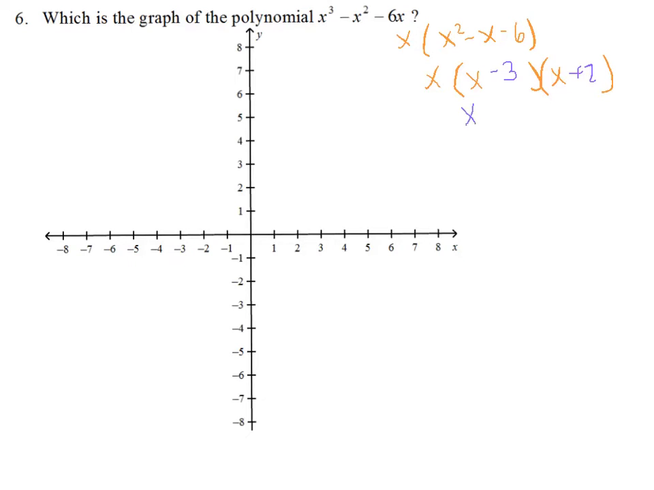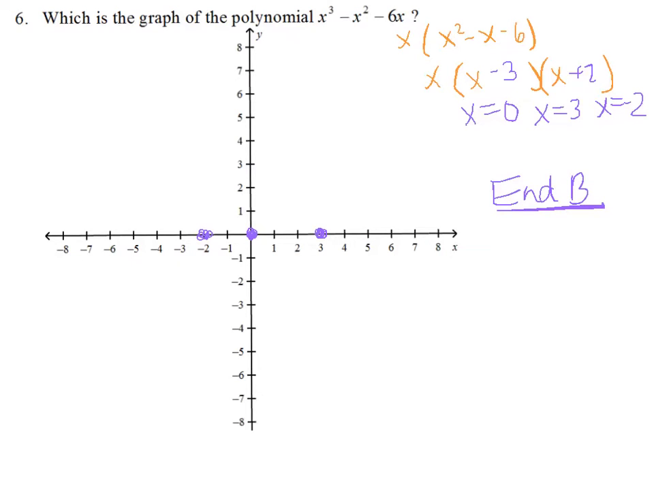which tells me my zeros are 0, 3, and -2. So I'm going to plot those points on this graph: 0, 3, and -2. So I've got my zeros. The next thing I have to do is determine my end behavior.